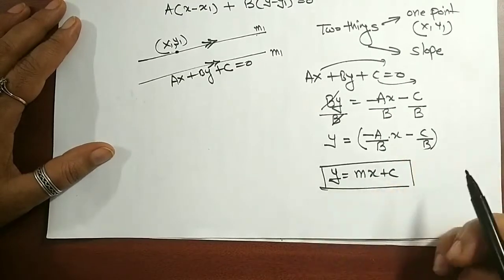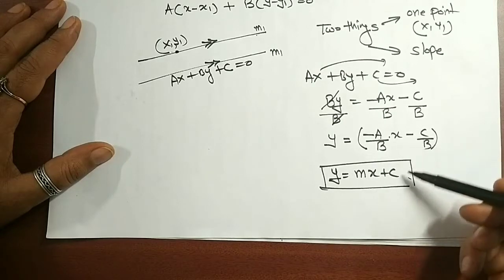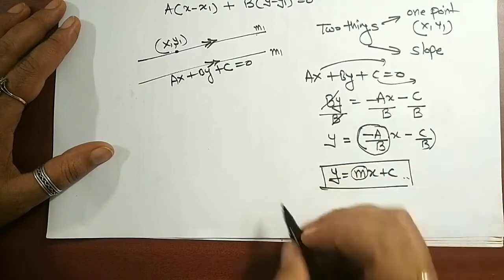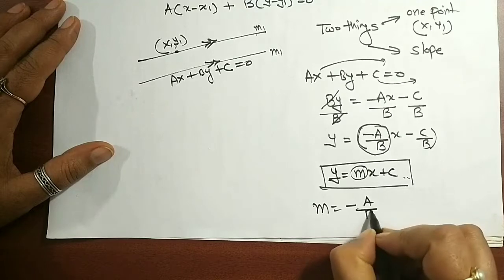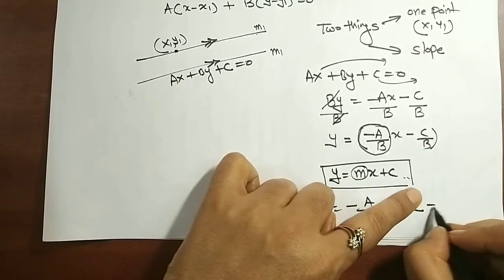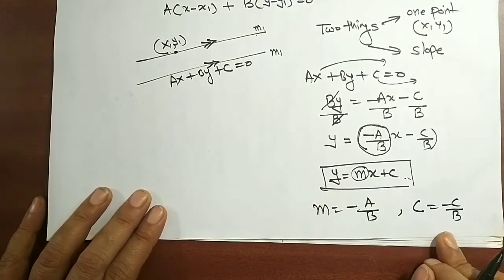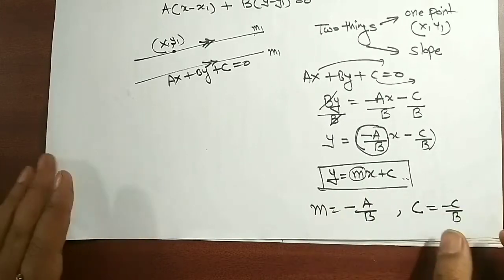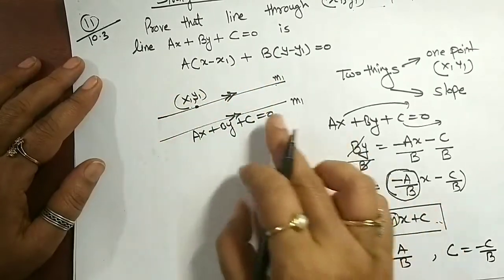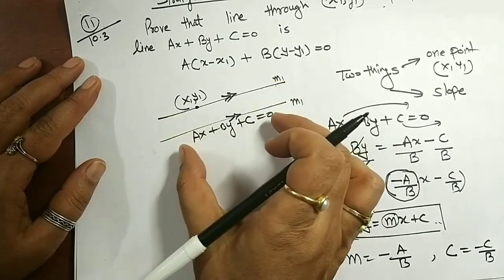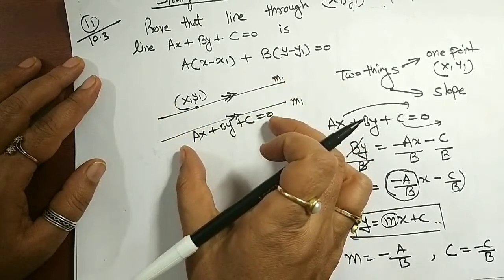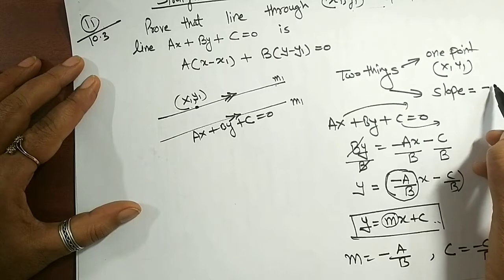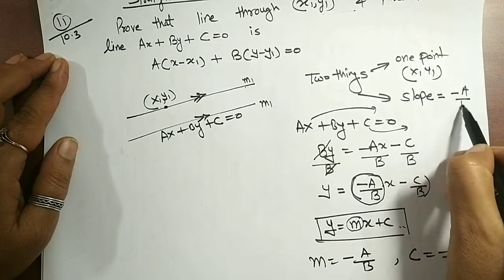Correct. So now I am ready to compare. This equation is exactly looking like this. Instead of m, I have -a/b. So my slope is -a/b and my c part is -c/b, which is called the y-intercept, but we don't need it here. We need the slope to be used here. So I got the slope of this line also, because these two are parallel. Whatever is the slope of this line is the same as of this. So I got the point, and I also calculated the slope, which I am writing here.